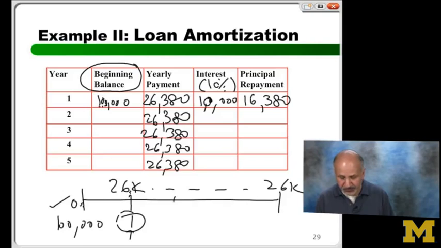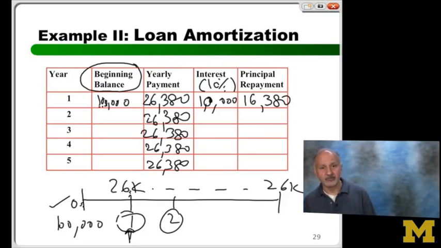Remember, beginning of year 2 is 0.1, end of year 2 is 0.2. So at this point, how much will you owe? Very simple. You owe 100,000. You paid the use of money, 10%.